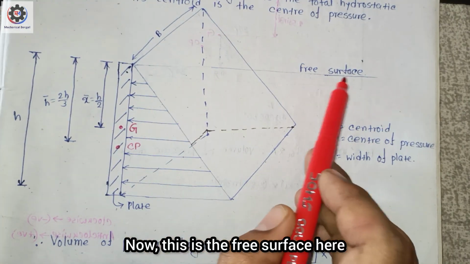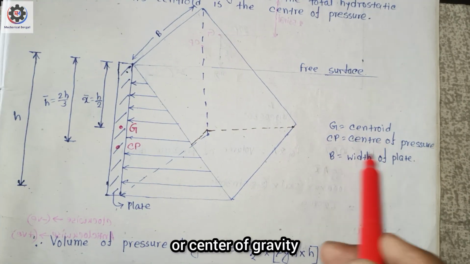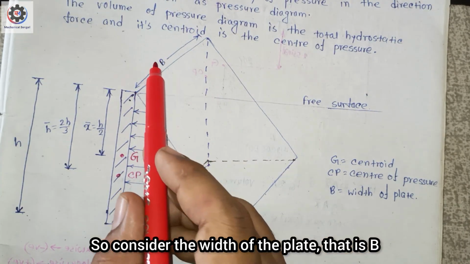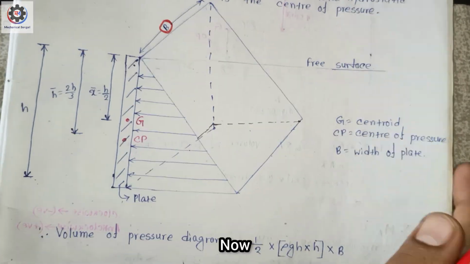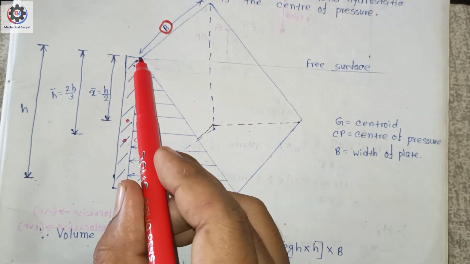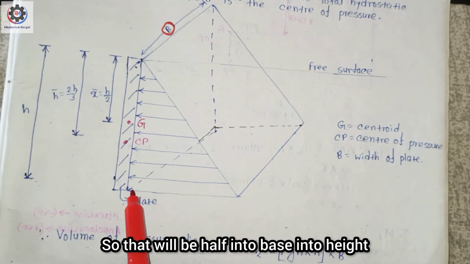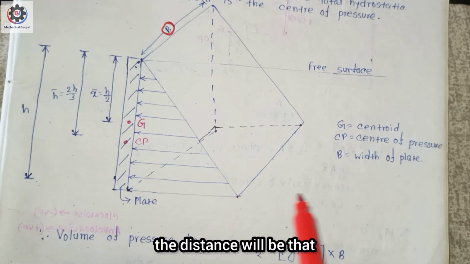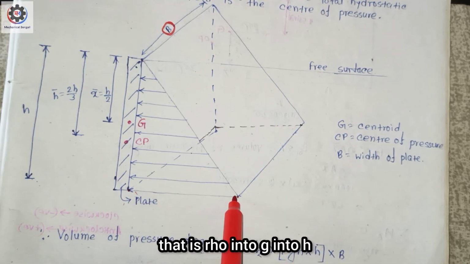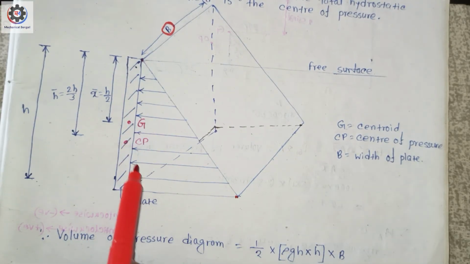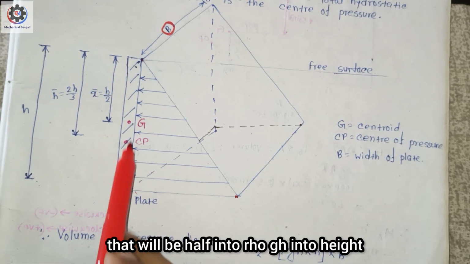Now this is the free surface here. G is the centroid or center of gravity, CP is the center of pressure, and consider the width of the plate to be b. Now if you want to calculate the area of this section, that will be half into base into height. Here the base is the pressure, that is rho g h, and the height is h. So the area will be half into rho g h into h.